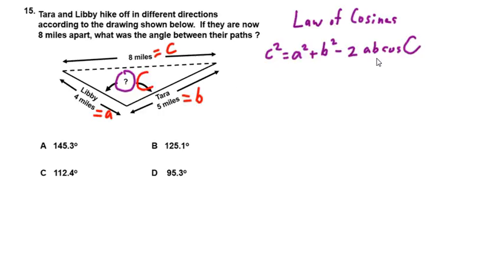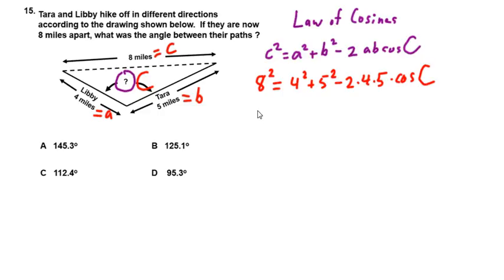And so let's go ahead and apply our law of cosines formula. We're going to have c squared, which is 8 squared, is equal to a squared, which is 4 squared, plus b squared, which is 5 squared, minus 2 times a, which is 4, times b, which is 5, times the cosine of angle C.